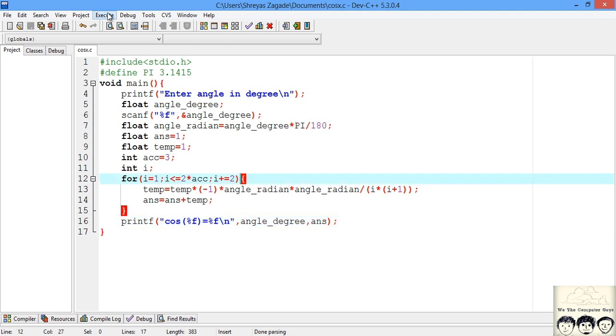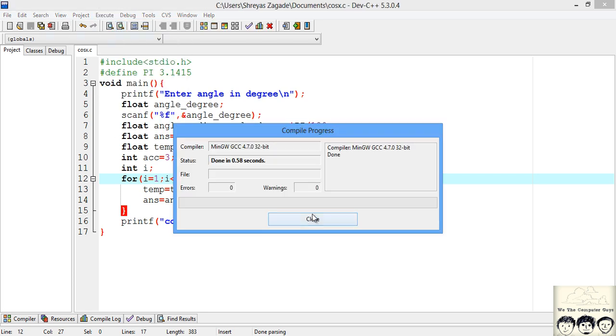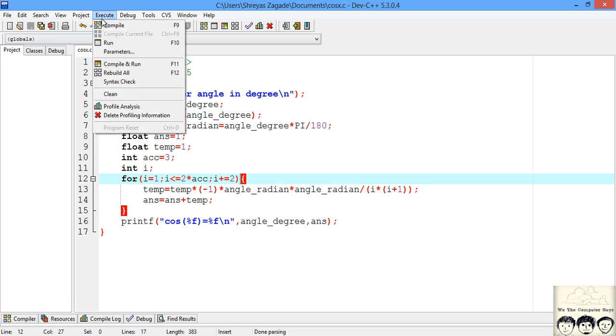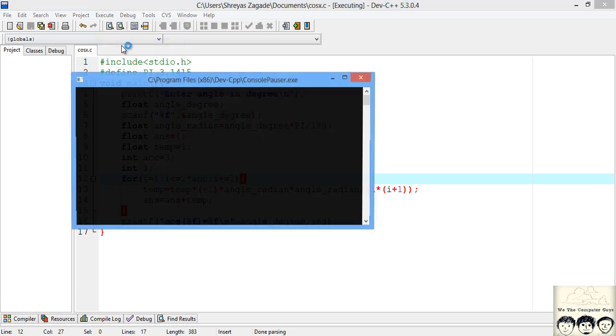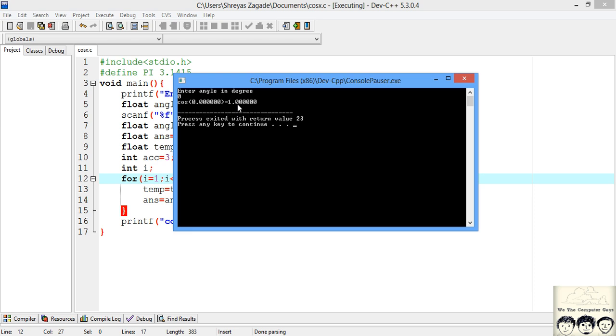So let's compile and see if there are any errors. So no errors. So let's execute this program. Okay, so it asked for an angle in degree. Now if you know, then cos of 0 is 1. So the answer is 1. Okay, so this is right.